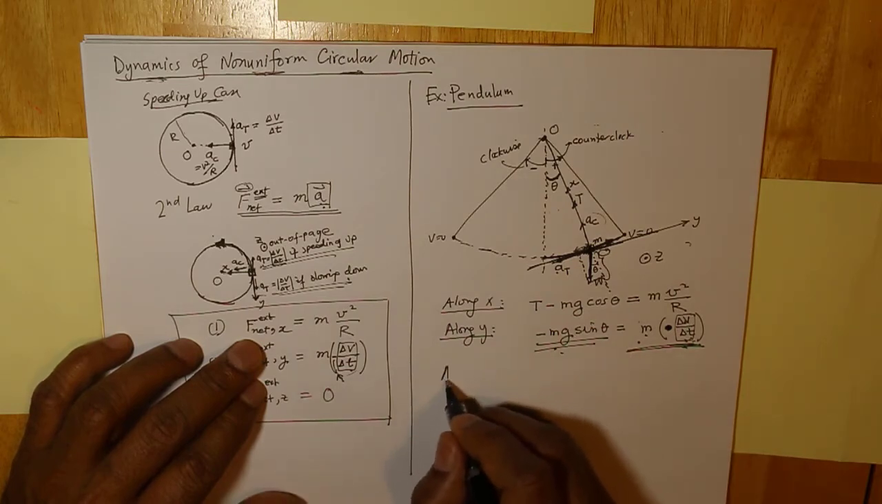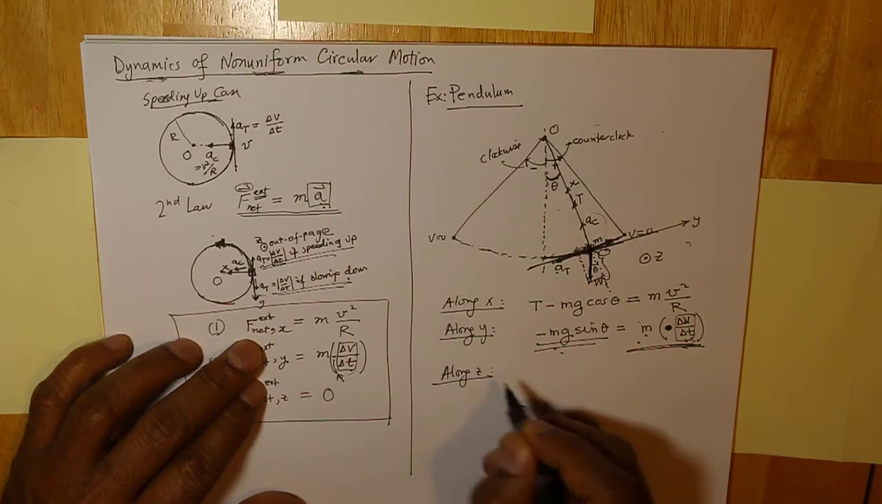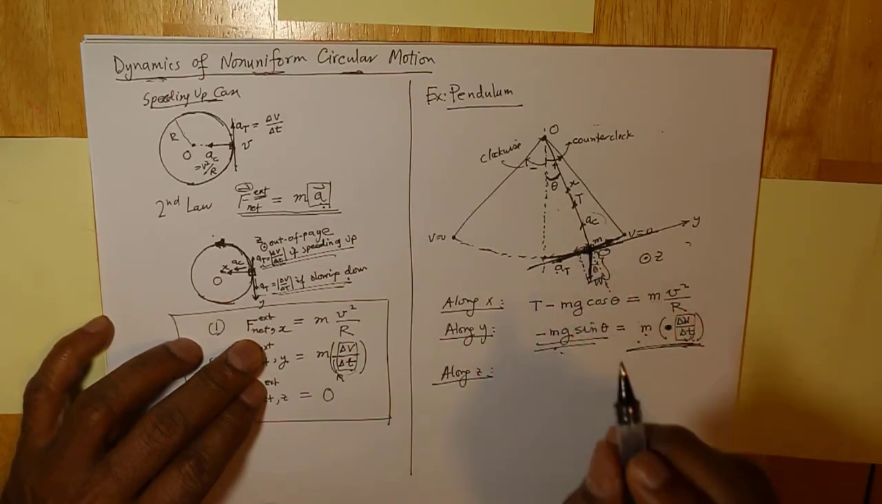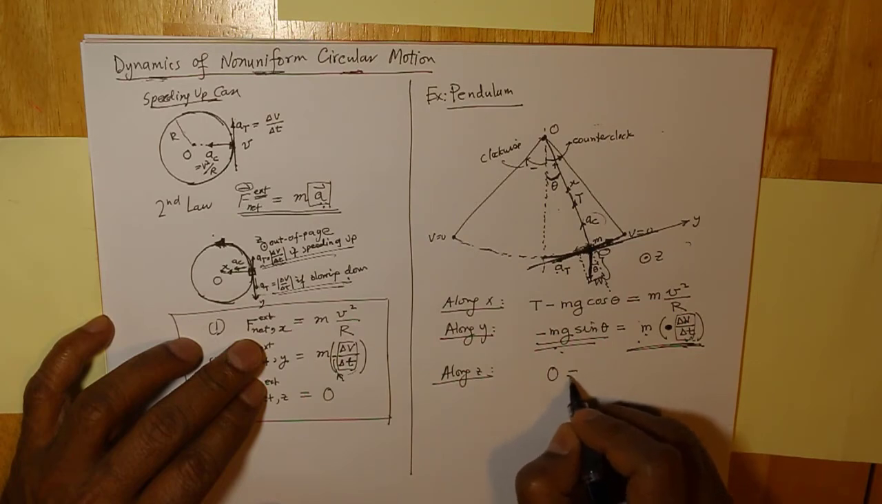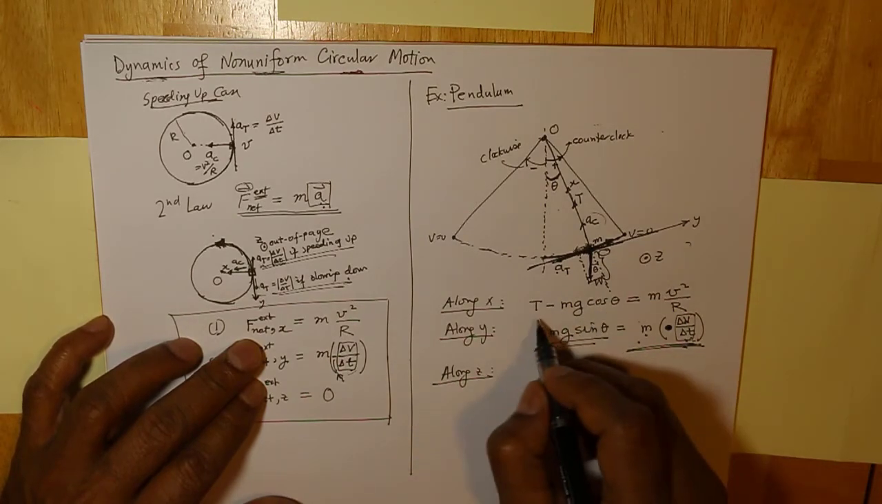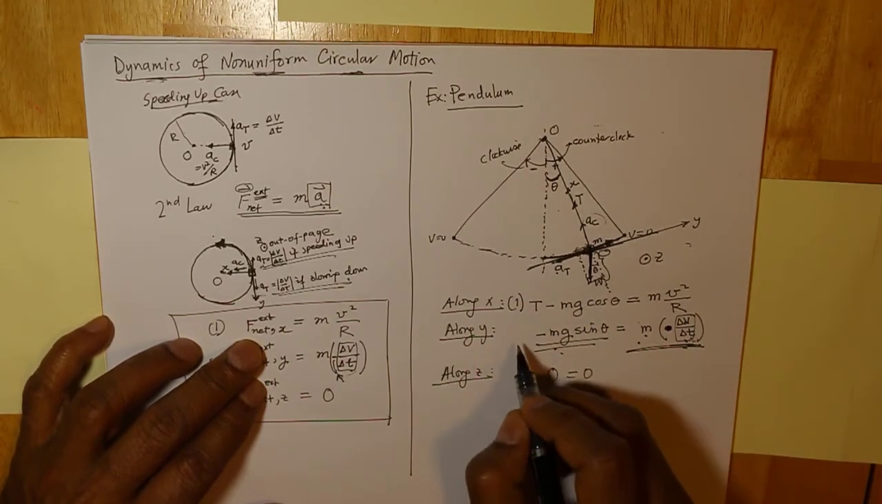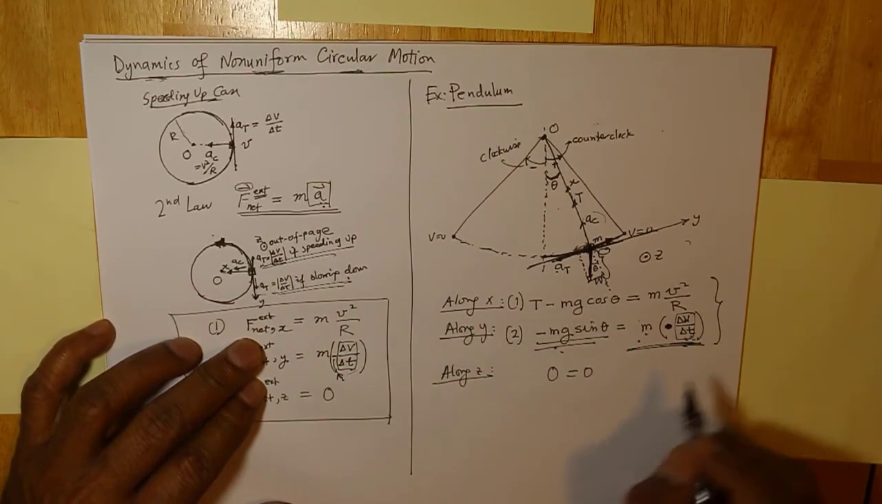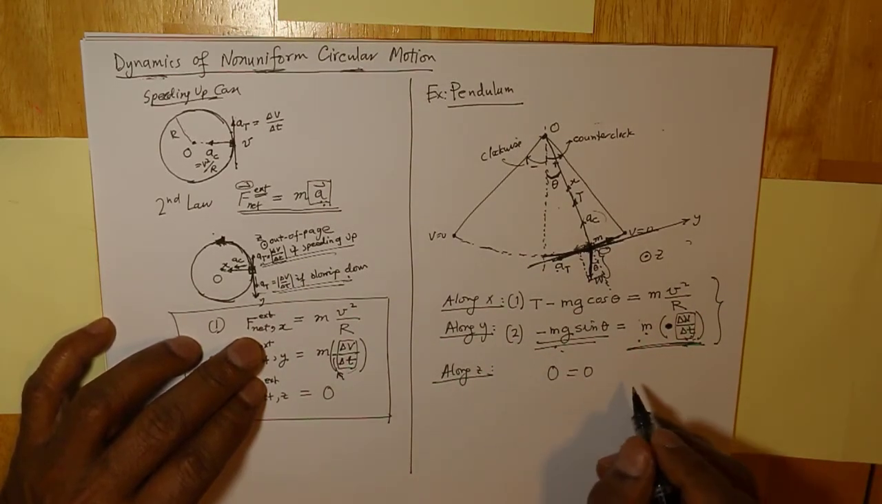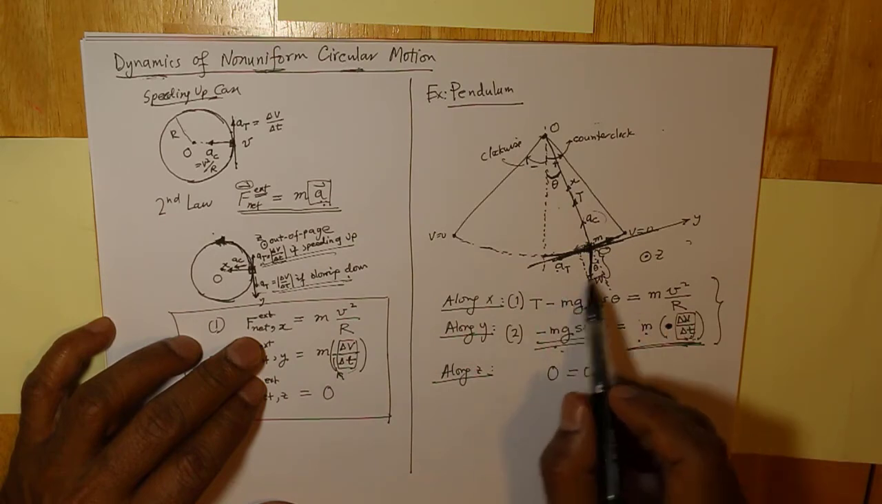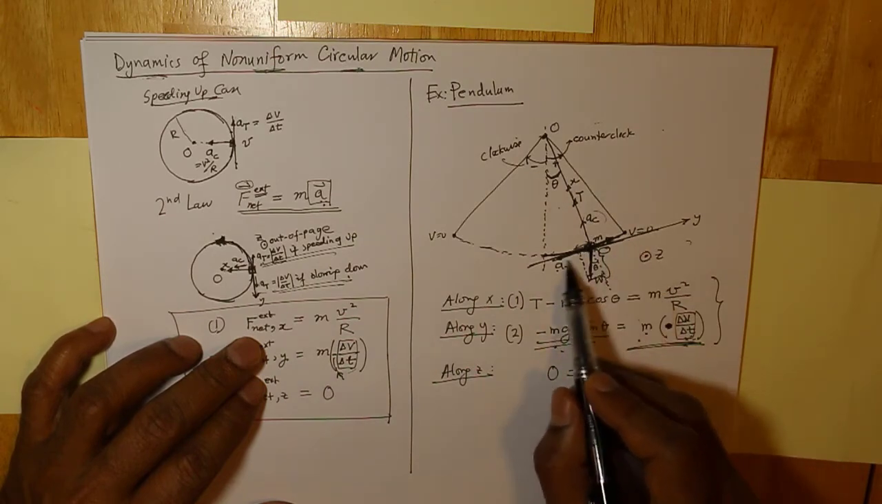And along z, I don't get any influence. There are no forces along z, so it's just 0 equals 0. So these are the two equations that we get in a pendulum, which tell us the motion at different points.